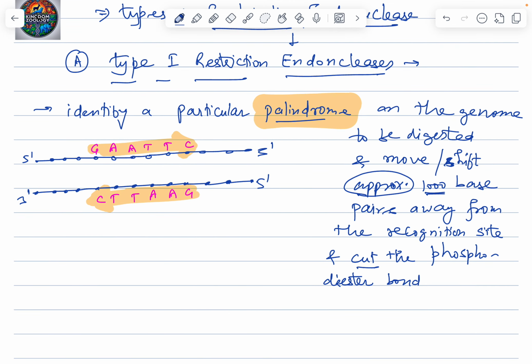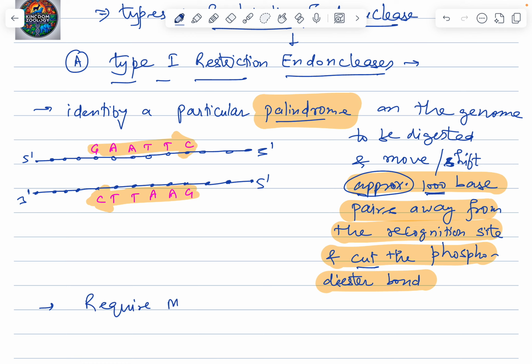We'll also discuss why this is a problem, not cutting on the recognition site. So we'll have a discussion over it also in a while. Before that, let's write down one more property about these enzymes. These enzymes require magnesium ions and ATP as their cofactors.